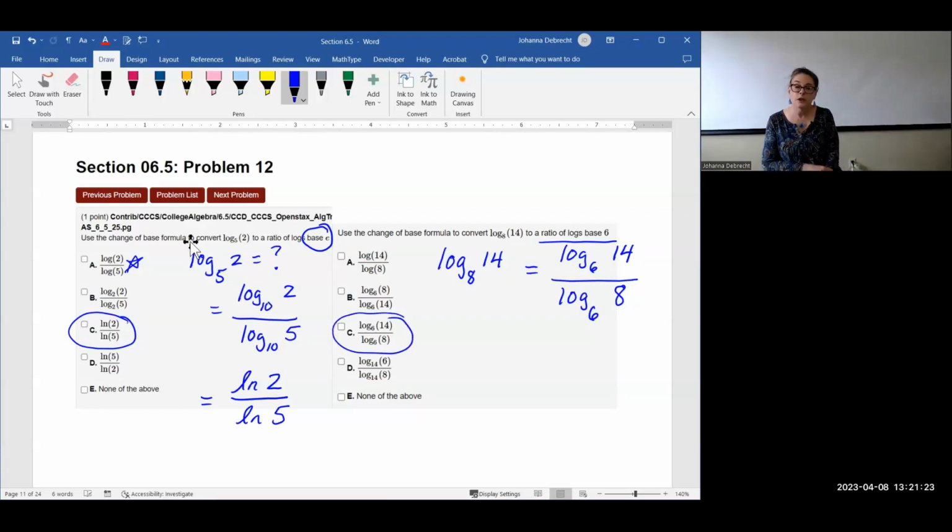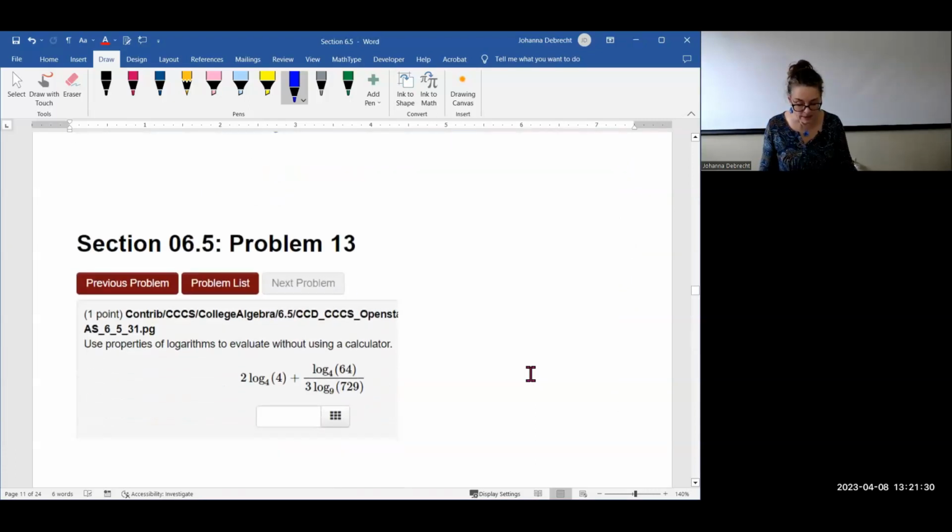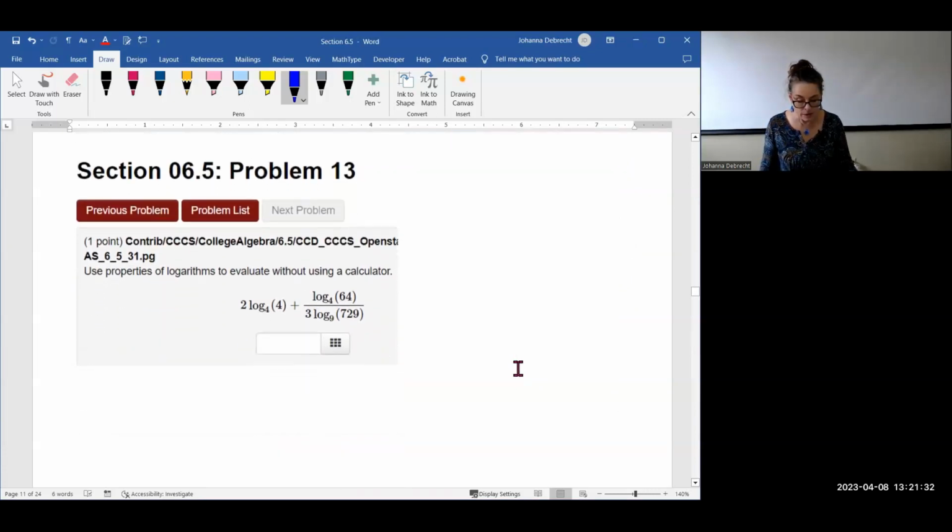And again, we could also convert to log base 10 or natural log. Let's move on to our last problem here.